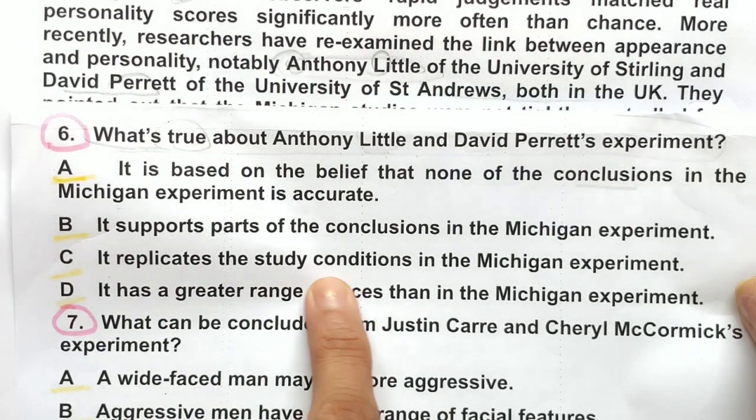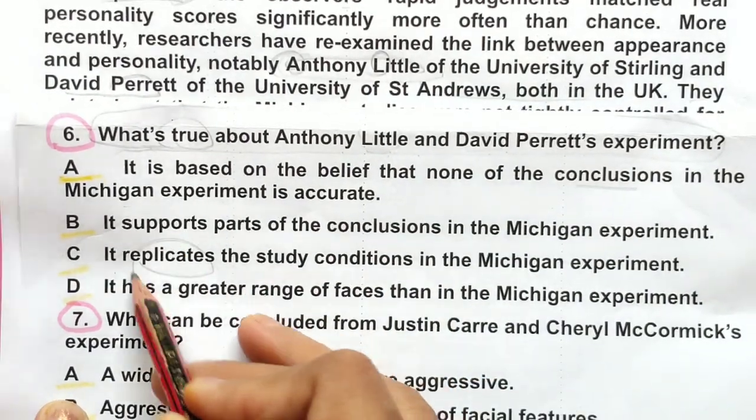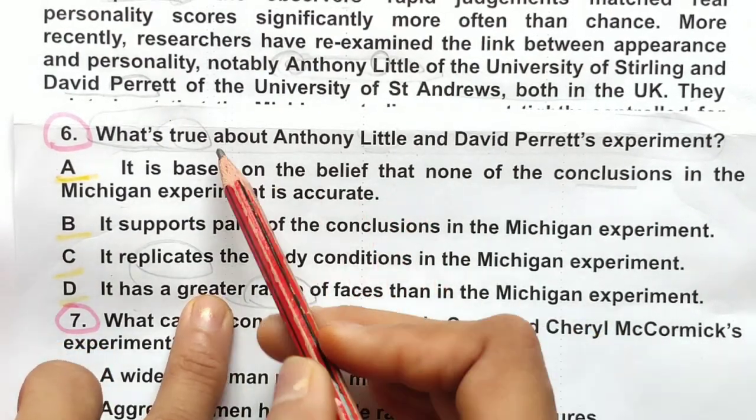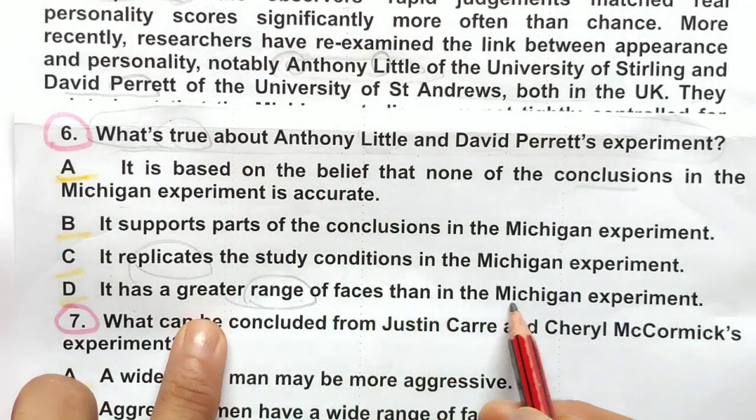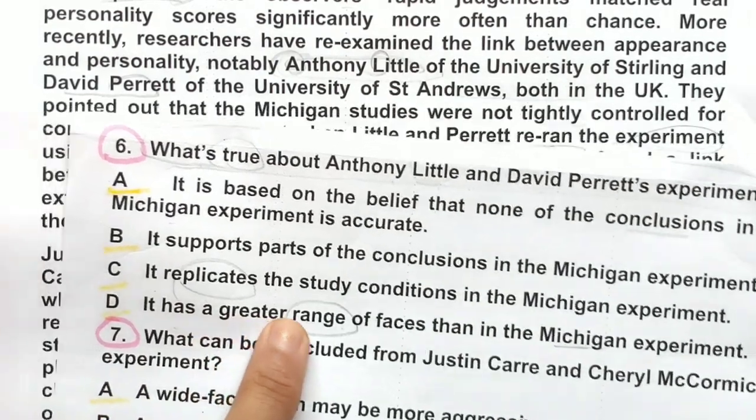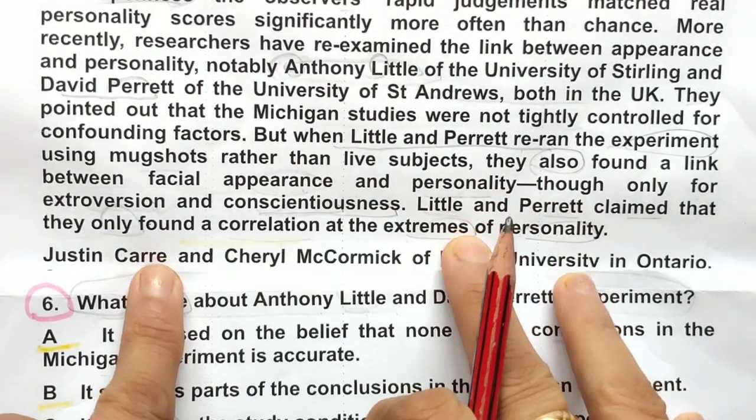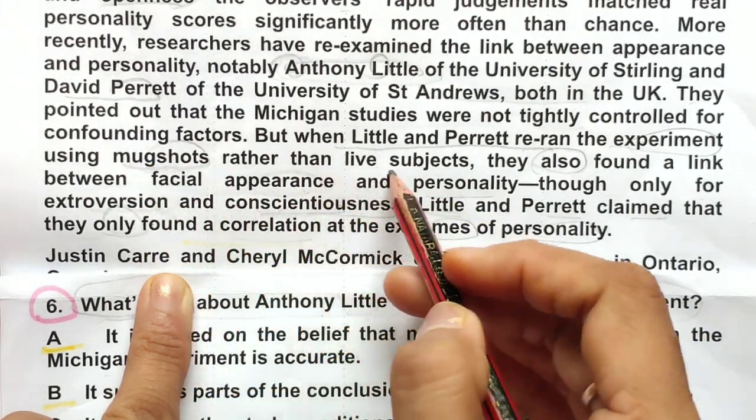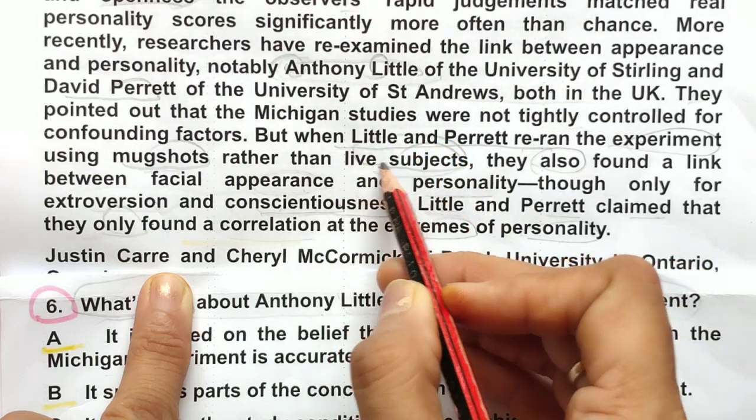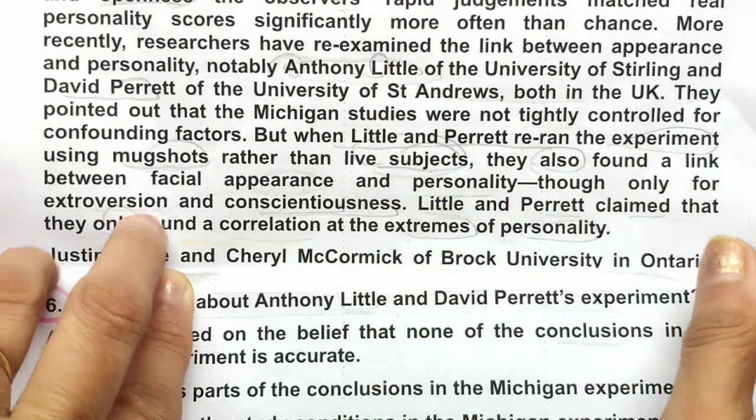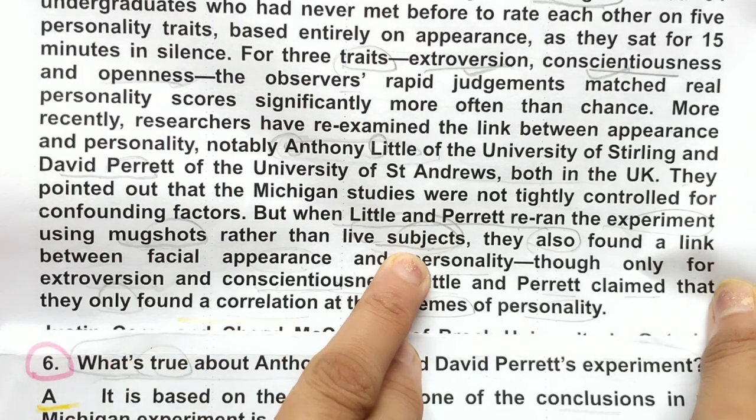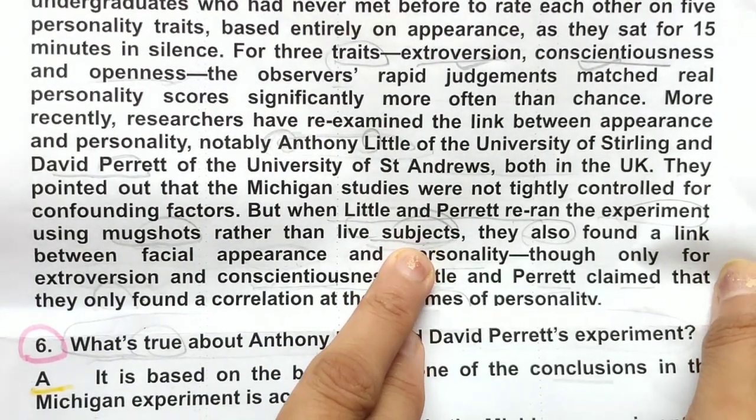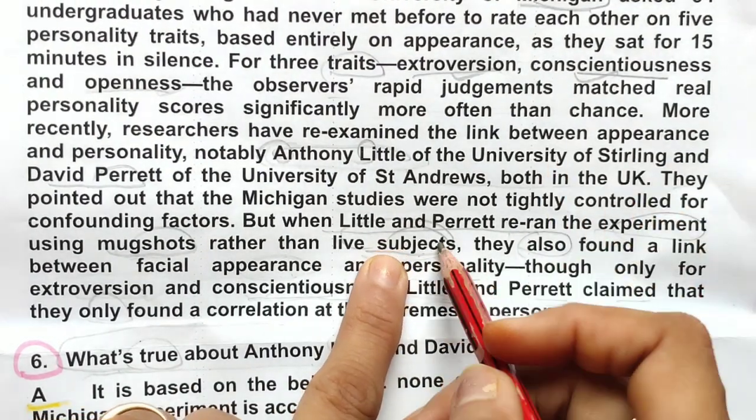Okay, it replicates the study conditions. So no, replication was not there. It has a greater range of faces than in Michigan. So no, we have to talk about this experiment, not the Michigan one. Greater range of faces? No, they are not talking about faces. They are using mugshots rather than live subjects. Live subjects means those persons on whom they are doing experiments. So try to understand, this is not the study subject. They are talking about the people on whom they are doing the experiment.